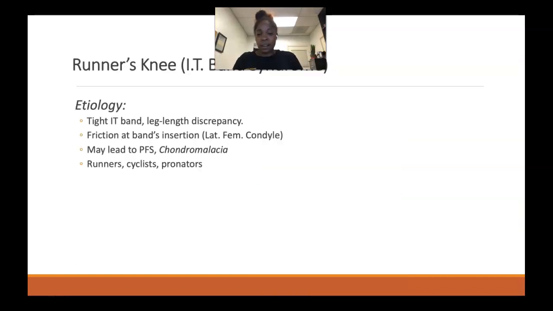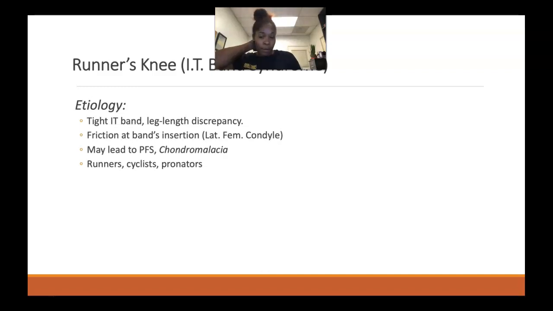So let's talk about ways in which IT band syndrome can actually happen. Number one, it could be a tight IT band. So a patient just walks in and unfortunately they're not the most flexible person in the world, right? And so for those patients, maybe foam rolling will do the trick. Deep tissue massage might do the trick.